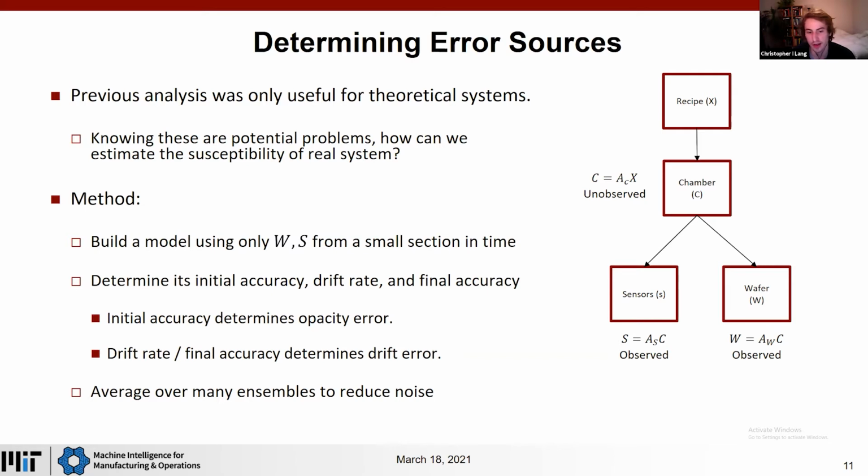If our training error is very high, then we know either we have a poorly chosen model or it's impossible to solve because we have this opacity problem. And then how quickly the error changes and what its final error is tells us what the drift error is. And we can end up averaging this over many ensembles in order to reduce noise.